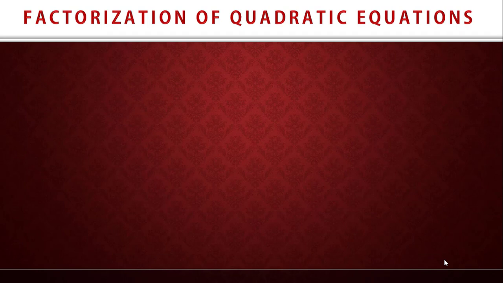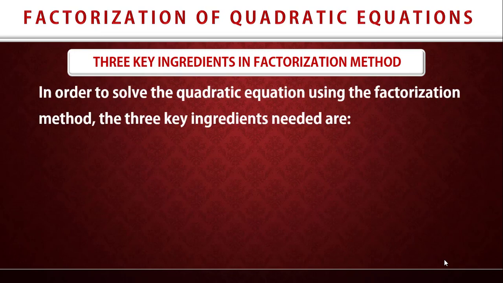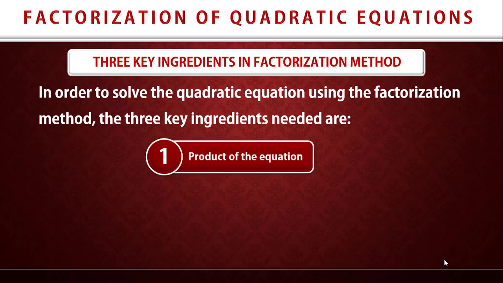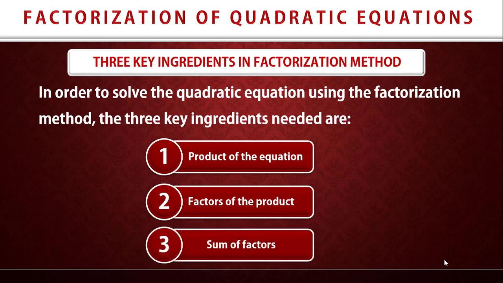So we're going to be looking at three ingredients in factorization method. In order to solve quadratic equation using the factorization method, the three ingredients needed are: one, the product of the equation; two, we need the factors of the product; and three, we need the sum of factors. I'm going to walk you through these three, how we can get the product, how we can get the factors, and how we can get the sum of factors. Sit back as I show you.